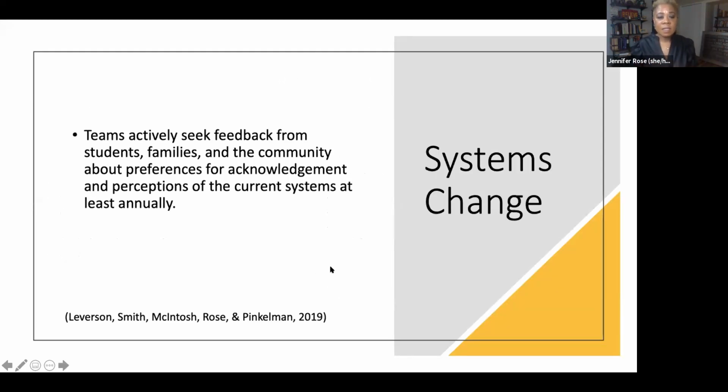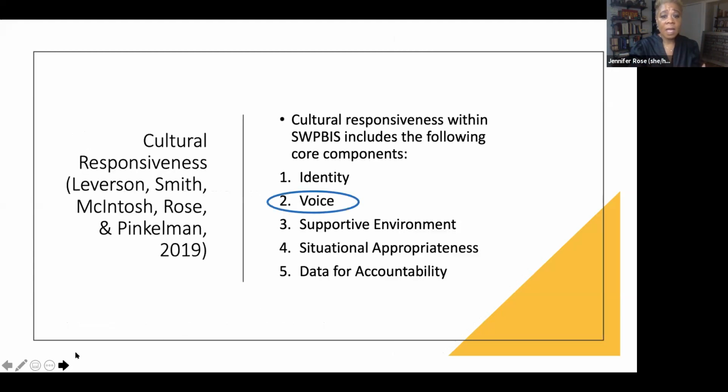So in systems change, what we want ideally is for our teams, our PBIS teams, to actively seek feedback from stakeholders, the students, the families, and the community. So when we are developing interventions, when we're developing our matrices, when we're doing anything that impacts students and families, that these people have a voice at the table, they know that their voice carries weight and that it does matter. They're going to be heard. So they're not secondary to staff. So that's when we're talking about actively changing the system, okay?